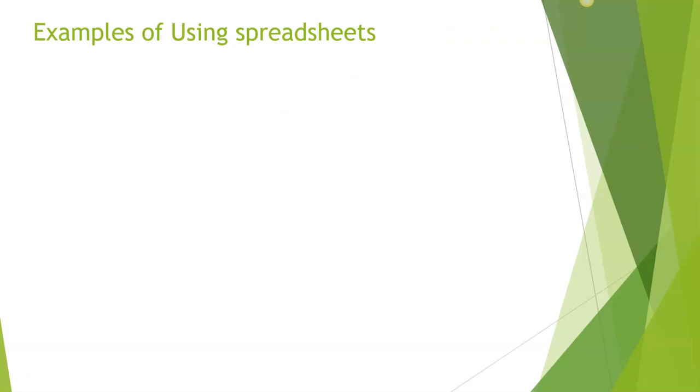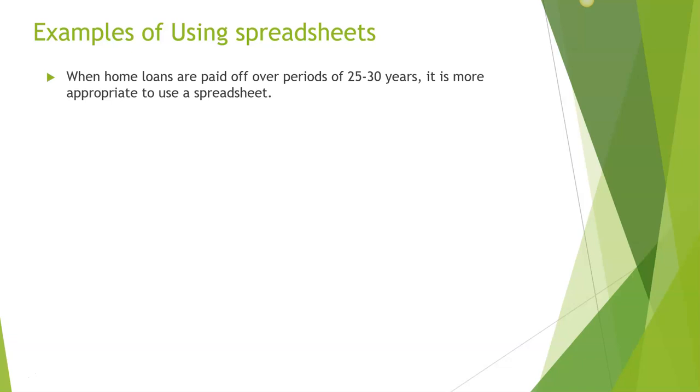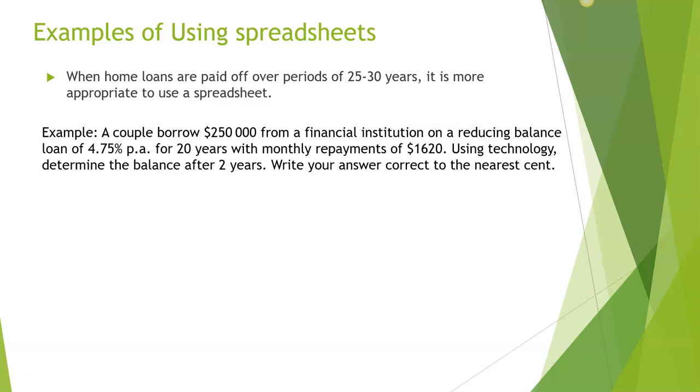So instead of using our calculator, we can use the spreadsheet. So many home loans are over a period of 25 or 30 years. So it wouldn't be appropriate to sit and use the recurrence relation on our calculator for 300 or 400 payments. So it's more appropriate to use a spreadsheet in Excel. So we're going to use this example to set up our Excel spreadsheet.